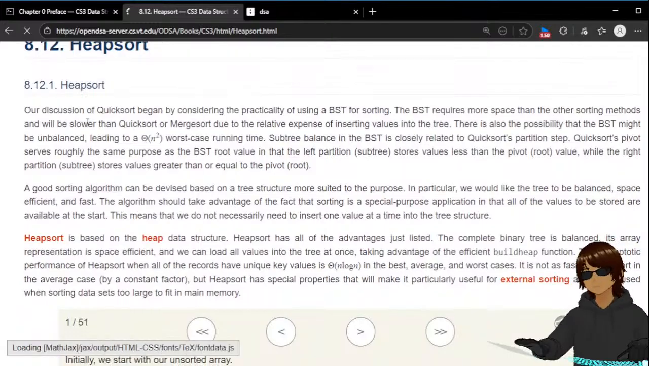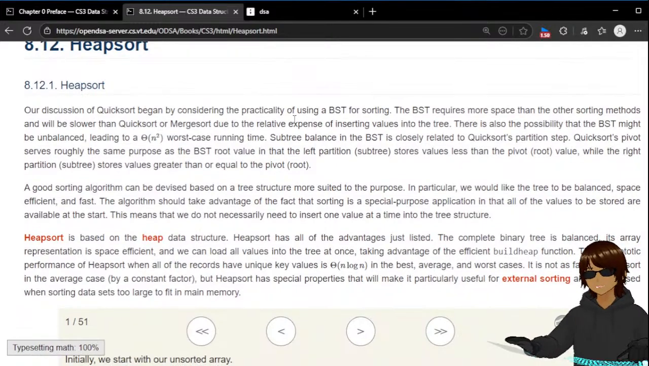Our discussion of heapsort began by considering the practicality of using a BST for sorting. A BST requires more space than other sorting methods and will be slower than quicksort or mergesort due to the relative expense of inserting values into the tree. There is a possibility that the BST might be unbalanced, leading to theta n squared worst case running time.